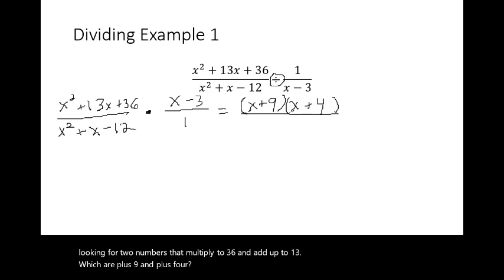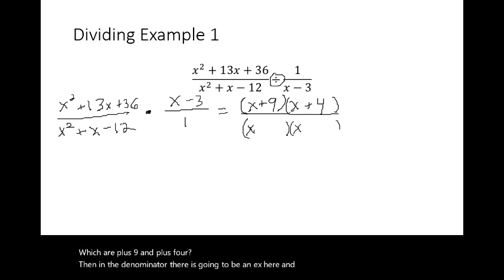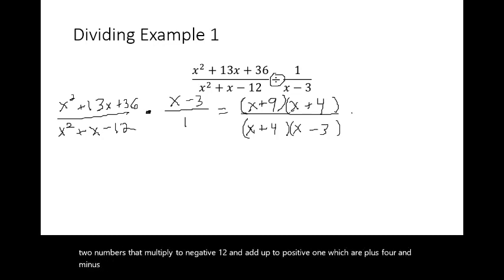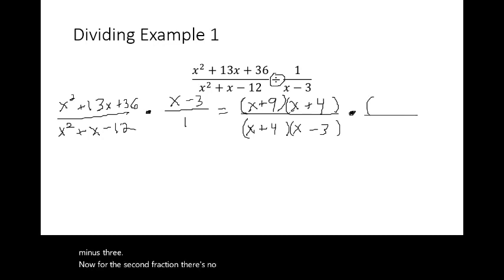Then in the denominator, there is going to be an x here and an x here. And we're looking for two numbers that multiply to negative 12 and add up to positive 1, which are plus 4 and minus 3. Now for the second fraction, there's no factoring to do, but what I am going to do is put parentheses around the x minus 3.